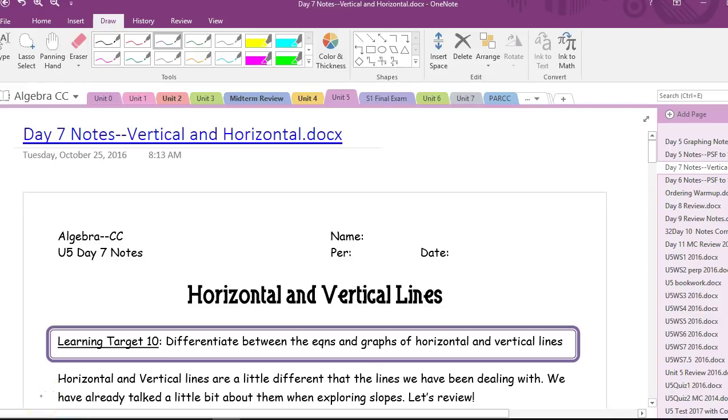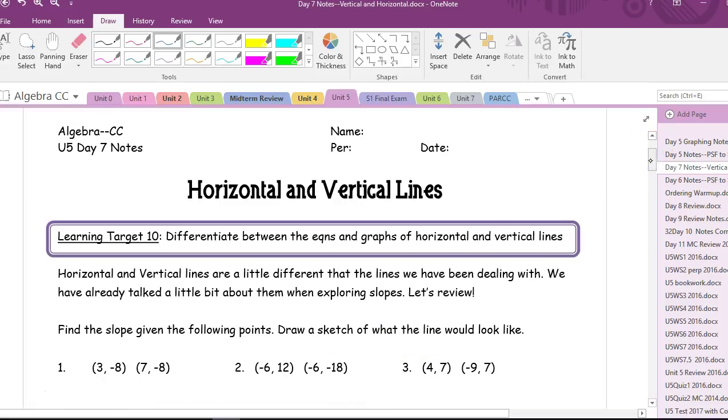Hello Algebra 1. Today you are going to be watching a video about how to write the equation and graph horizontal and vertical lines. So this is actually not very difficult at all. I think you'll have a very easy time with it. So here we go. Horizontal and vertical lines are a little different than the lines we have been dealing with. We've already talked a little bit about them when exploring slope, so we're going to do a little review.